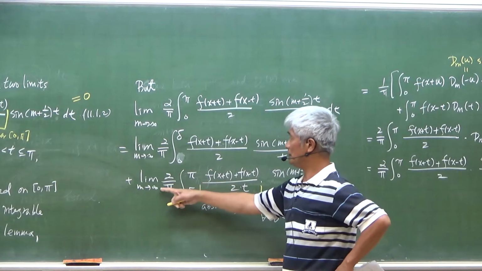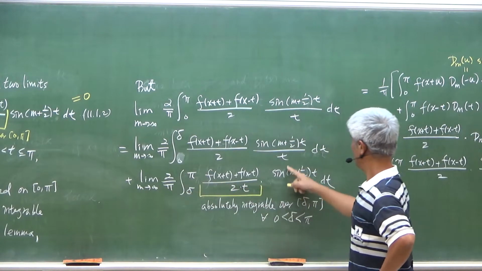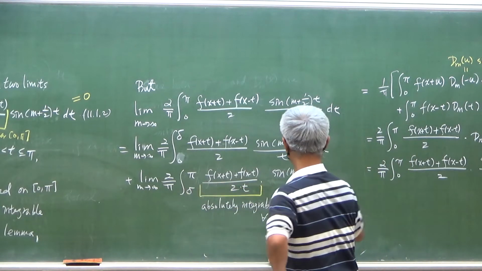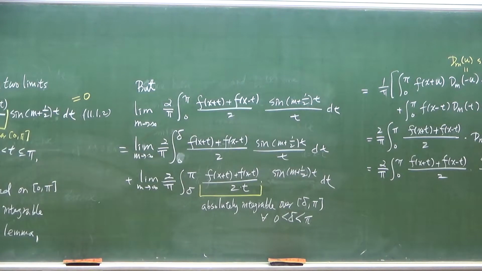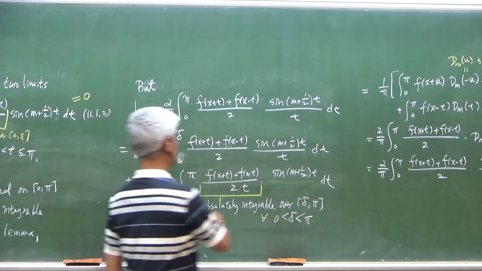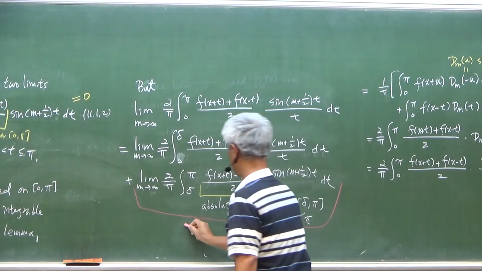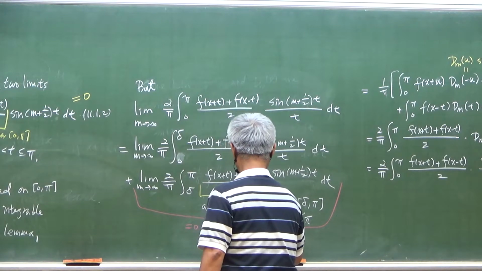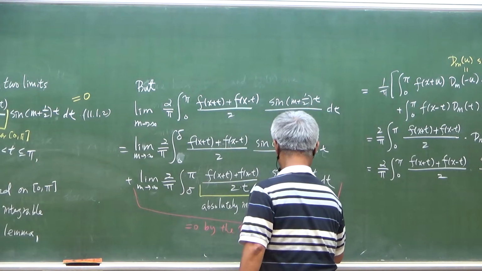And by the Riemann-Lebesgue lemma, when alpha goes to infinity, this limit is equal to 0 again. So this limit is equal to 0 by the Riemann-Lebesgue lemma.